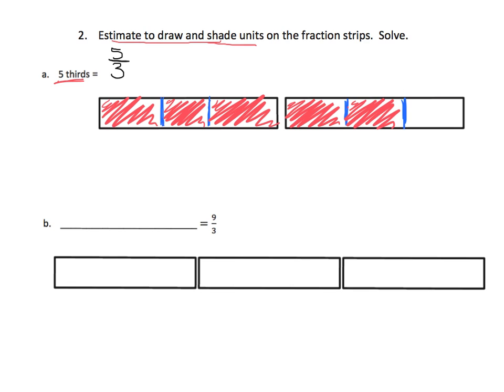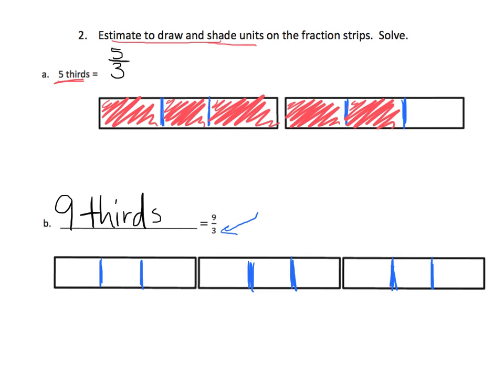Let's do this next one down here. So 9 over 3 is the resulting fraction, so working backwards, that's going to look like this. 9 thirds. So now we're going to cut each of these tape diagrams, or each of these candy bars, into 3 pieces, because that's what the denominator says. And then we're going to shade in 9 of those thirds.